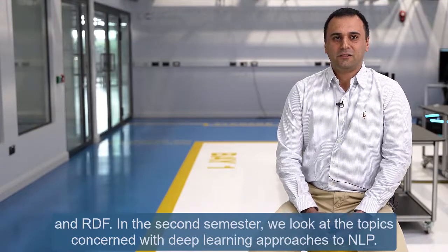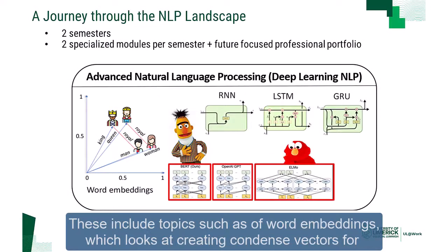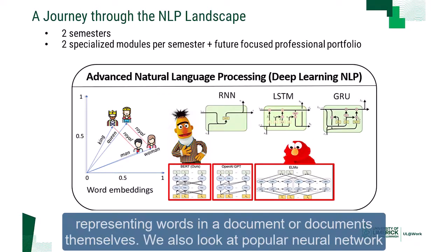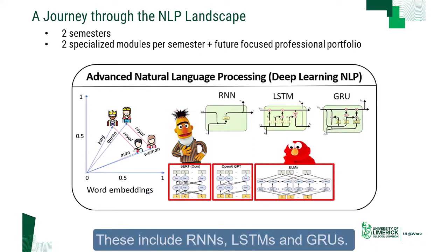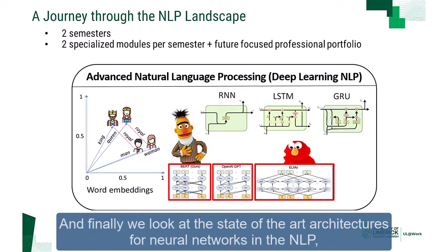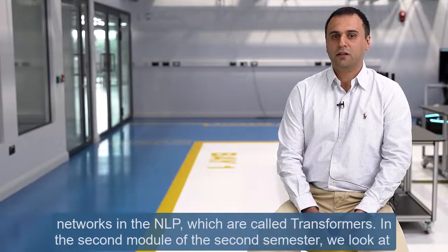In the second semester, we look at the topics concerned with deep learning approaches to NLP. These include topics such as word embeddings, which looks at creating condensed vectors for representing words in a document or documents themselves. We also look at popular neural network architectures for NLP. These include the RNNs, the LSTMs, and the GRUs. And finally, we look at the state-of-the-art architectures for neural networks in NLP, which are called transformers.